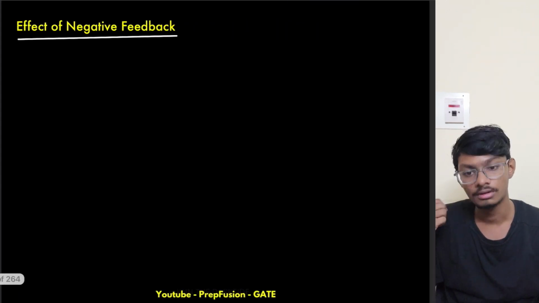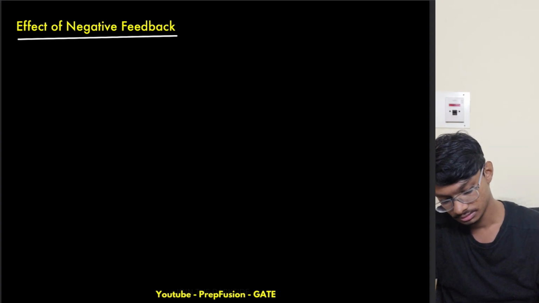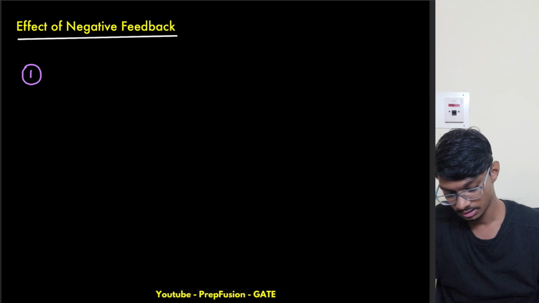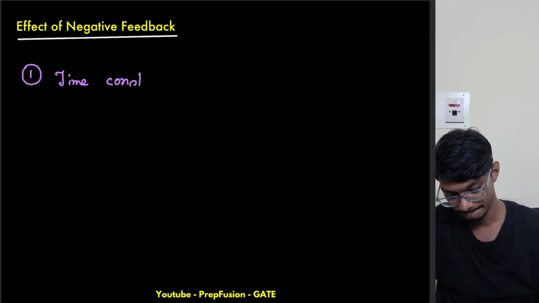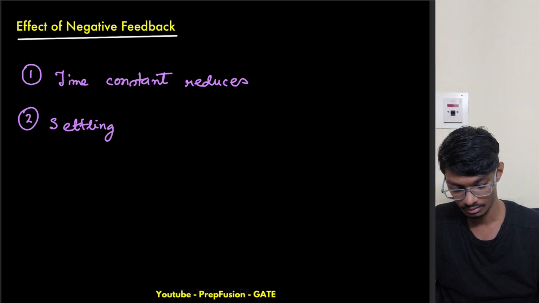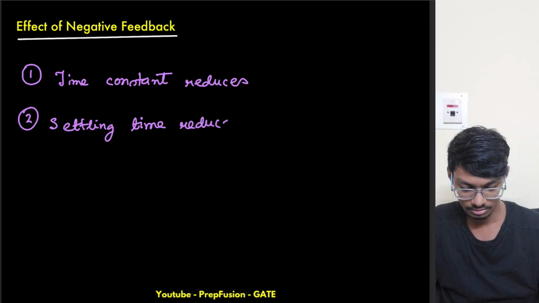So what is the effect of negative feedback? It reduces the time constant, that is the time required to reach steady state, right? It reduces the time constant. And what happens to the settling time? Settling time reduces.